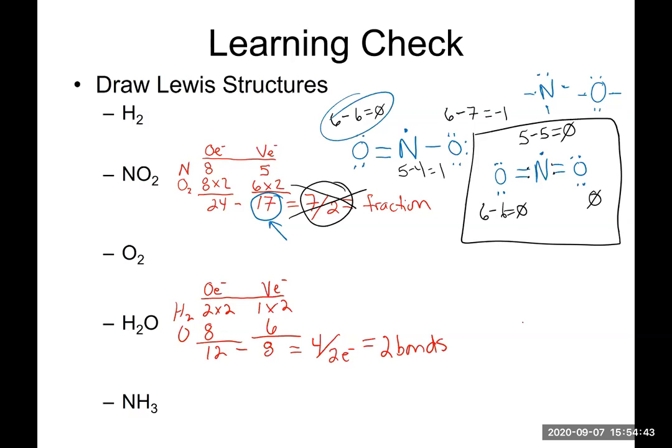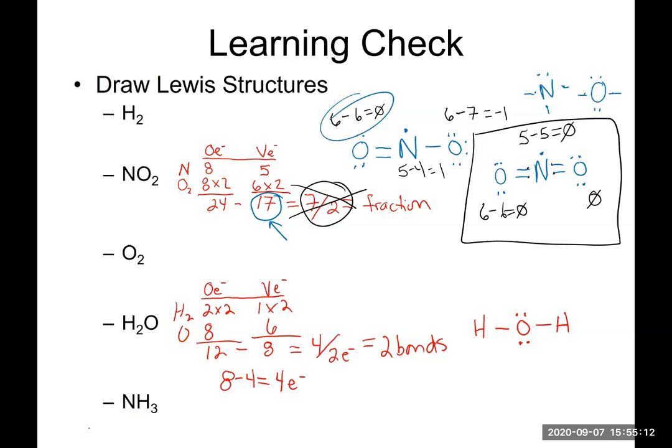So oxygen is our central atom, and we have a hydrogen on either side of it. And then we have 8 valence electrons. We've used 4 of those electrons for bonding. That leaves us with 4 electrons to distribute around the structure. And it turns out that the oxygen needs all 4 of them in order to have a perfect octet.